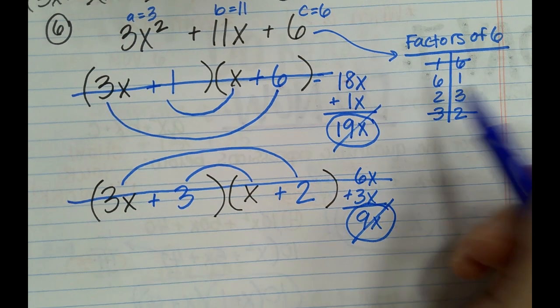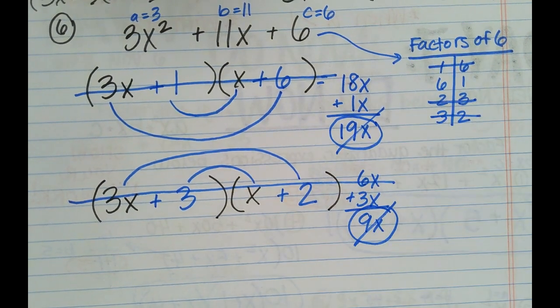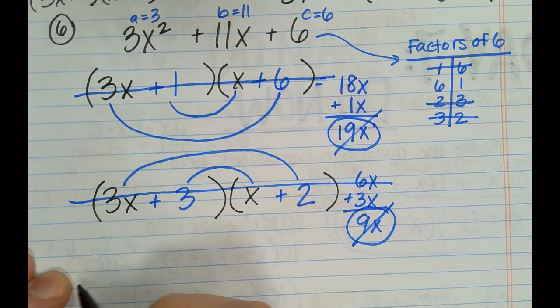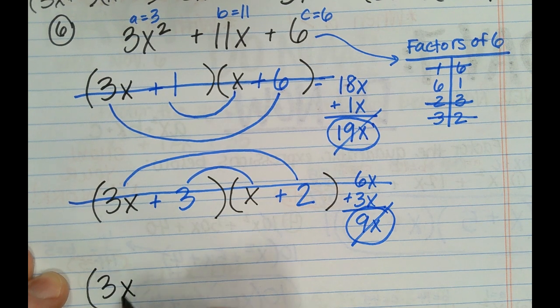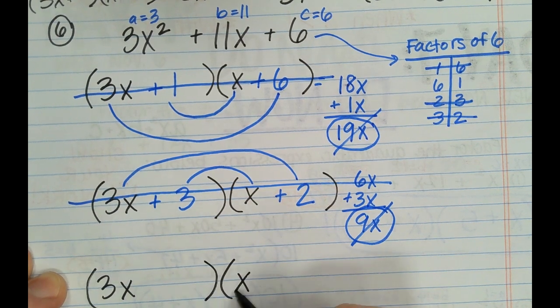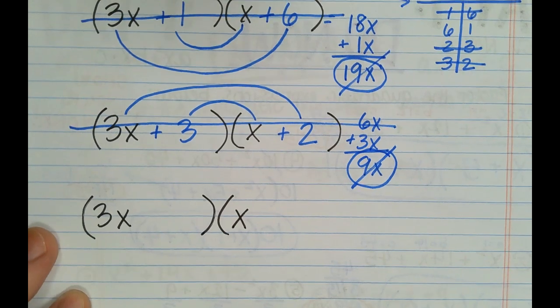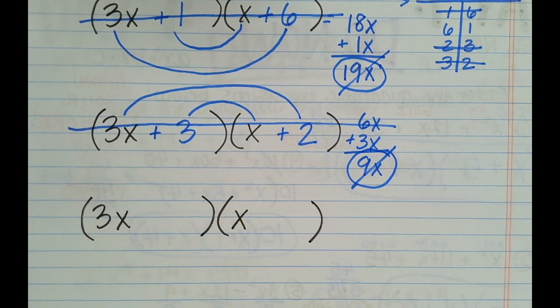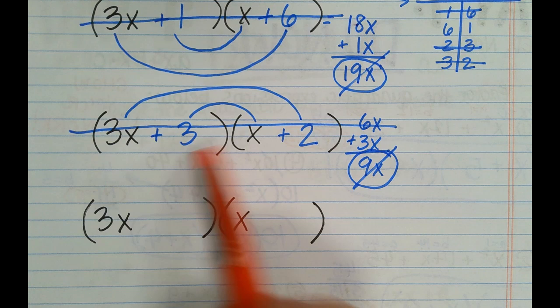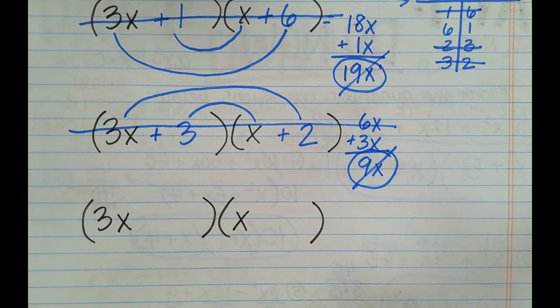Let's try 2 and 3 now. So again, this is where there's a lot of trial and error. We get really good at it the more we do it. Let's put our 3x and our x again. And this time, so we just did 3 and 2, let's try 2 and 3.